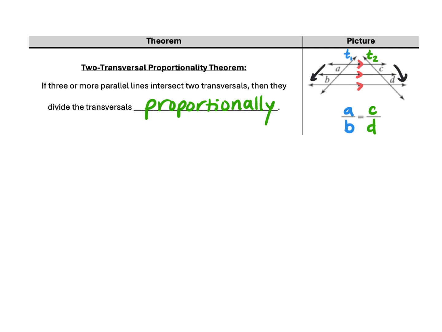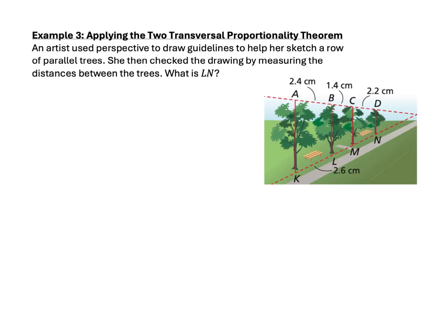That's what proportionally means. It means that they're in the same ratio, and if you're trying to find a missing value, you can use a proportion. So with this in mind, let's move on to example 3. In this example, we're going to apply the 2 transversal proportionality theorem to help us solve this real-world problem.